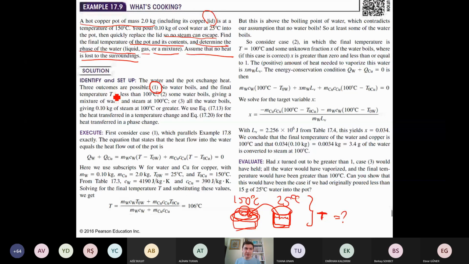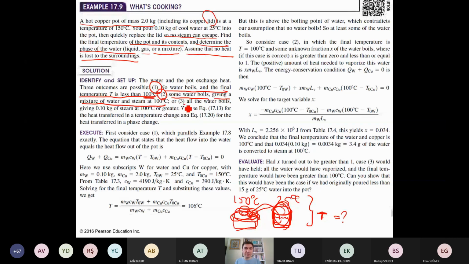The first one, no water boils, and the final temperature, T, is less than 100 degrees Celsius. So you put this water into this hot copper pot and you increase the temperature of the water, but the temperature is less than 100 degrees Celsius. This is the first condition. The second condition, some water boils, giving a mixture of water and steam at 100 degrees Celsius.